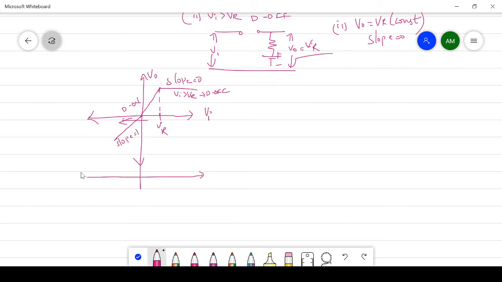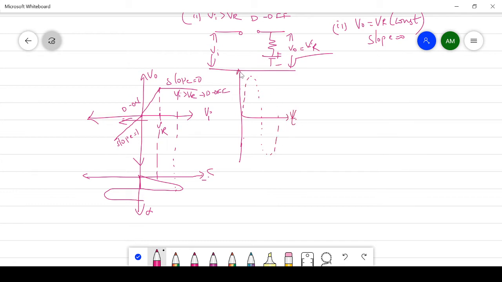So when we are applying the input voltage to the circuit, so this is the input voltage, Vi, so we can get the output as like this. So above the reference voltage part is a clipped part, remaining part we can get at the output.